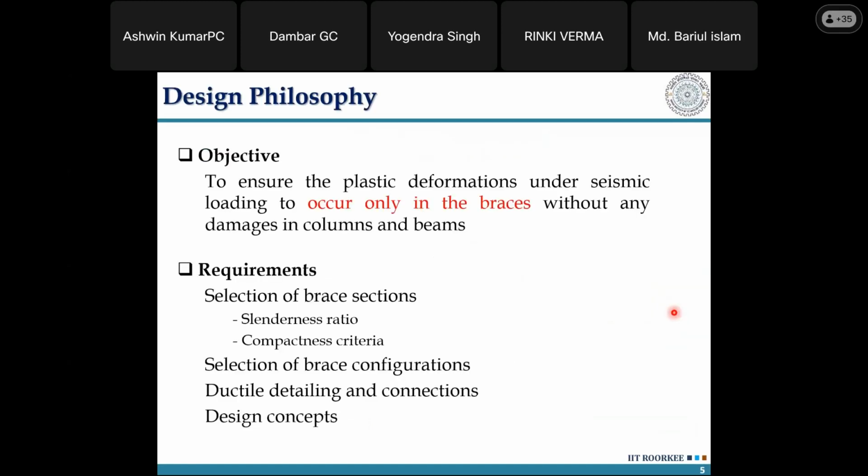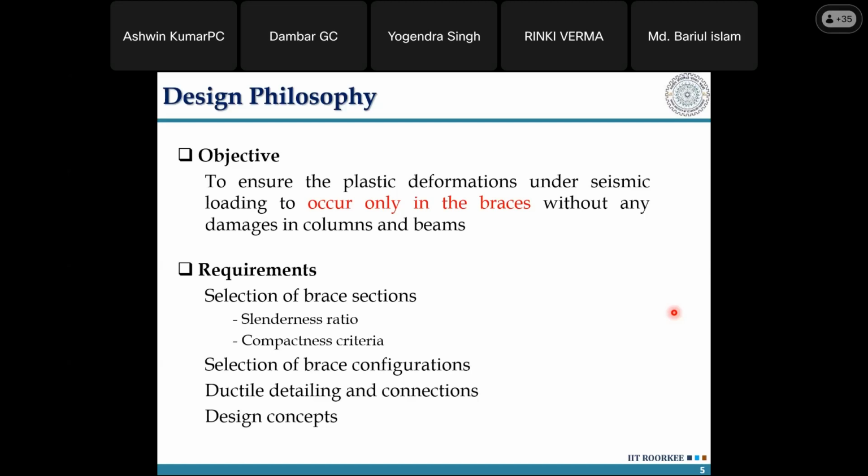So the main objective, the design philosophy when you design an SCBF system, is to ensure that the plastic deformation or the nonlinearity occurs only in the braces, right? You don't want any nonlinearity to happen in your beams and columns as much as possible. We'll come to define the performance limits under DBE and MCE at a later point. But what we majorly want is, if an earthquake happens, the nonlinearity should only focus in the brace elements. So how do we ensure that in the design? By selection of the appropriate brace section. The correct slenderness ratio has to be chosen.